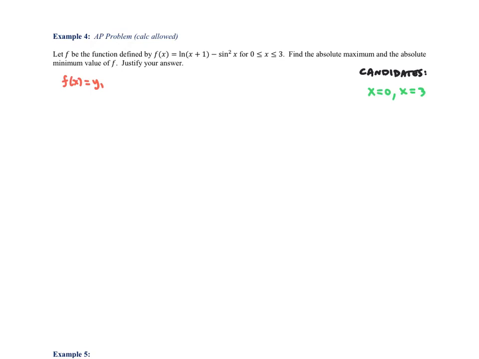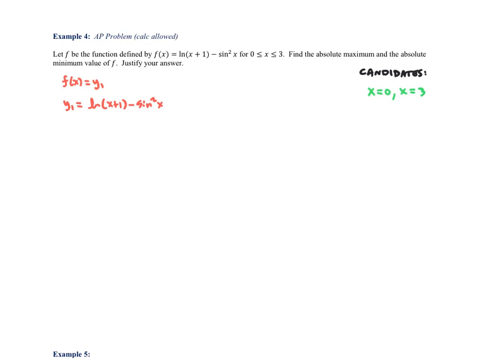Okay, now I'm going to teach you a little bit about how to use your calculator here. We've already done a little bit of this using Math 8, but I'm going to type in y1 is ln of x plus 1 minus sine squared x. So if you haven't done that yet, go ahead and type that into your calculator.